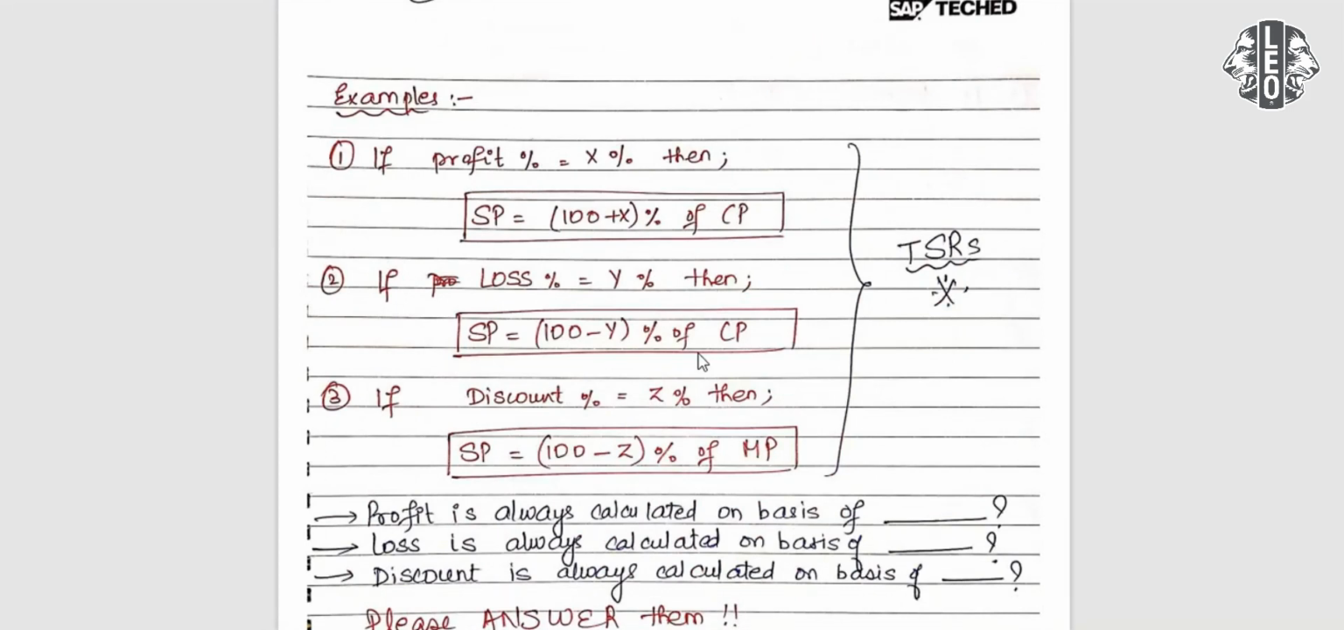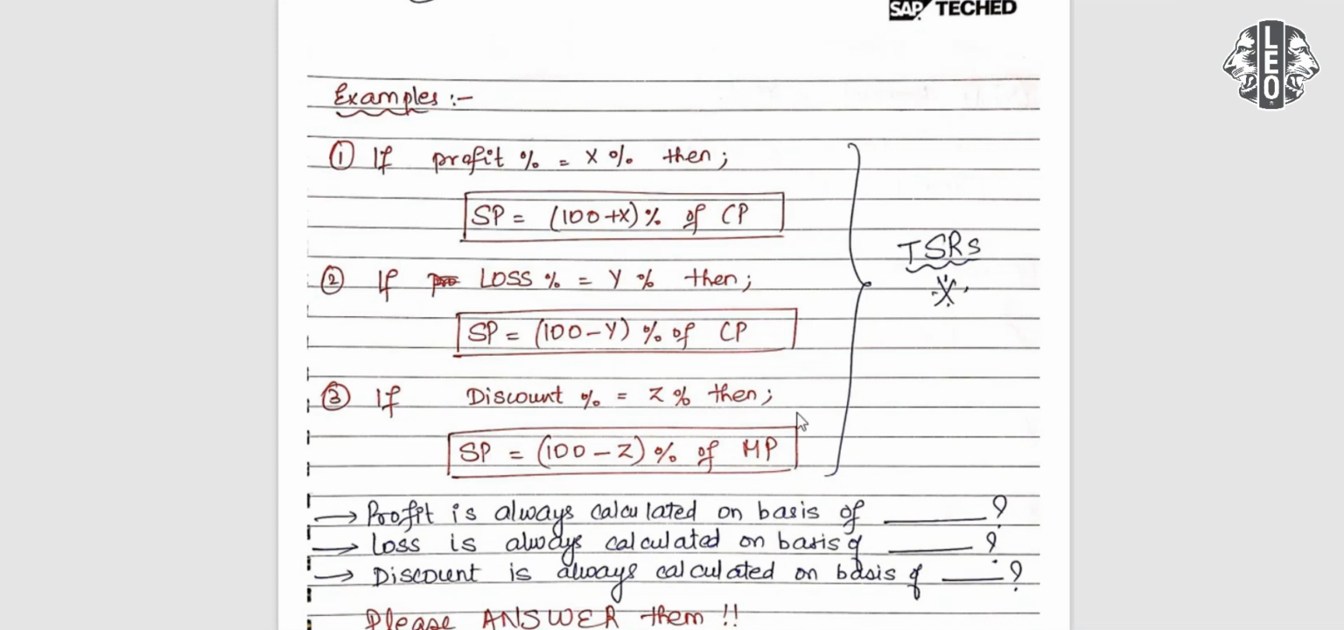In the case of a profit, if the profit percentage is X, the selling price or the final value is equal to 100 plus X percentage of the initial value or cost price. In the case of loss, if the loss percentage is Y%, then the selling price, final value, is equal to 100 minus Y percentage of the initial value, cost price. Next, the important thing: discount percentage is Z%. If the discount percentage is Z%, then the final value, selling price, is equal to 100 minus Z percentage of the initial value. Now please note what the initial value is.